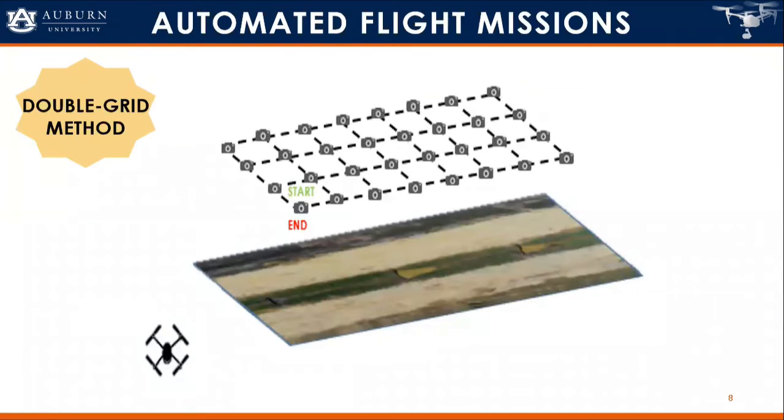So we conducted automated flight missions. Our drone took off, started the mission, took hundreds of pictures by following the first rectangular grid and following the second rectangular grid, ending the mission and landing.